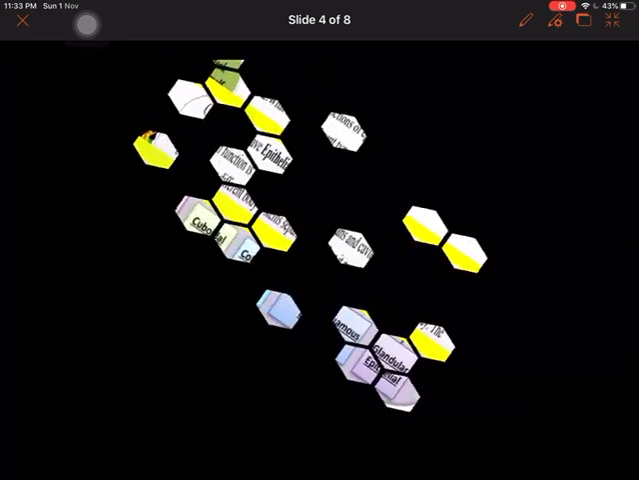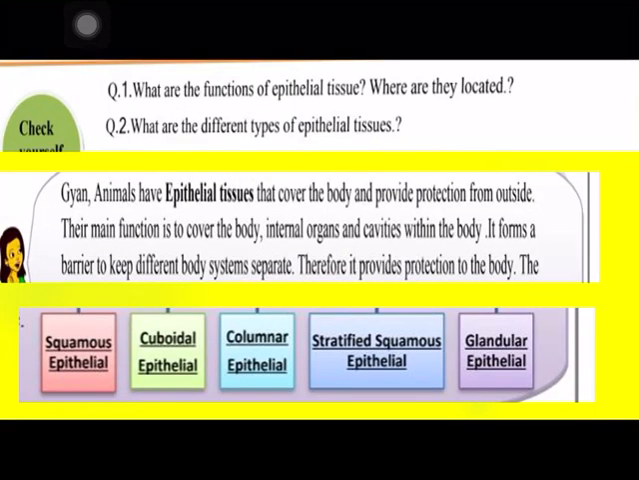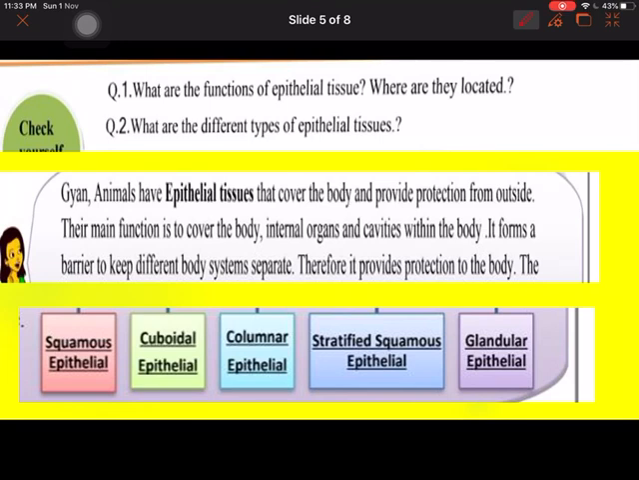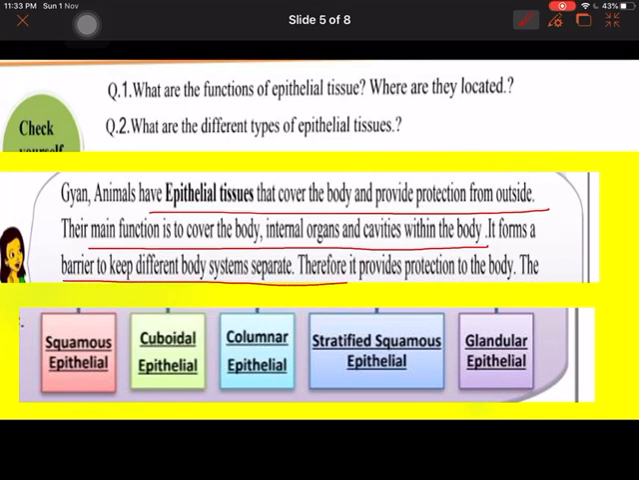Let's see the question answers. What are the functions of epithelial tissue and where is it located? Epithelial tissue covers the body and provides protection from outside. Its main function is to cover the body, internal organs and cavities within, and form a barrier to keep the body systems separate. Therefore it provides protection to the body, and it is found in the inner lining of your respiratory tract and many other organs. Second, what are the different types of epithelial tissue? You can write squamous, cuboidal, columnar, stratified and glandular.